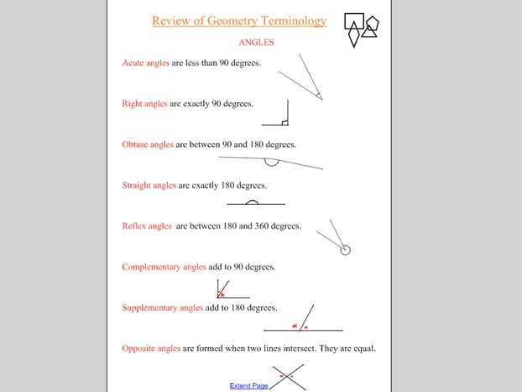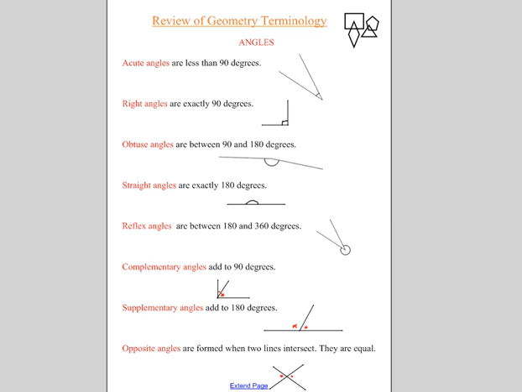So remember that acute angles are angles that are less than 90 degrees. Angles that are exactly 90 degrees are called right angles. And the way that you look for those is you look for that little square box in an angle. Angles that are between 90 and 180 are called obtuse angles. An angle that is exactly 180 degrees is called a straight angle.